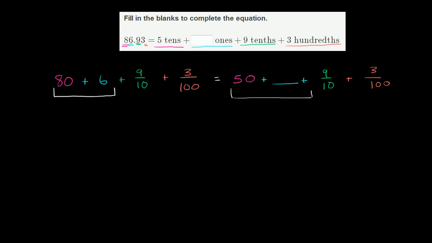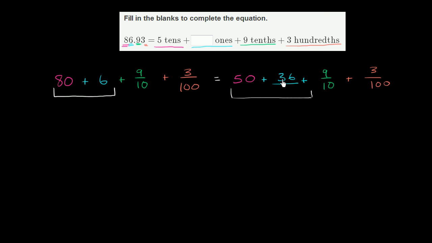Well, you have to add 36. So now both sides add up to the same thing. 80 plus 6 is 86. 50 plus 36 is 86. Then you have 9 tenths, 9 tenths, 3 hundredths, 3 hundredths.